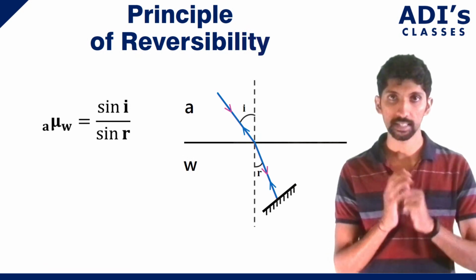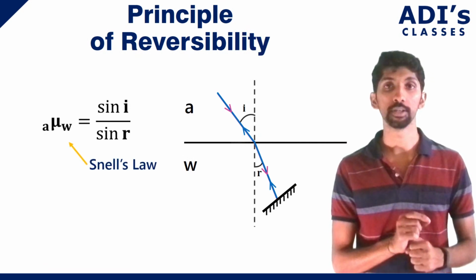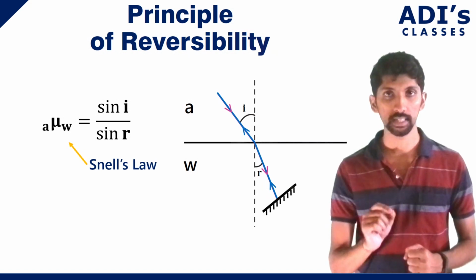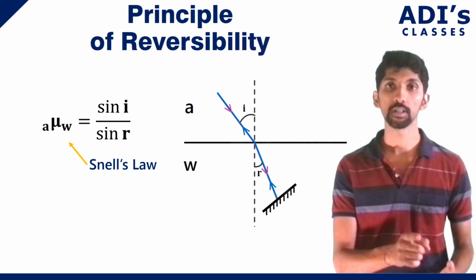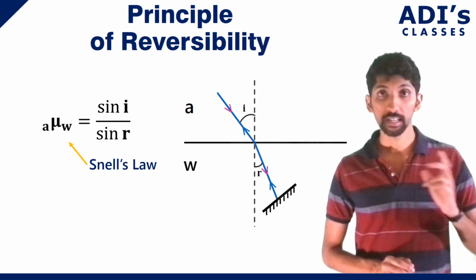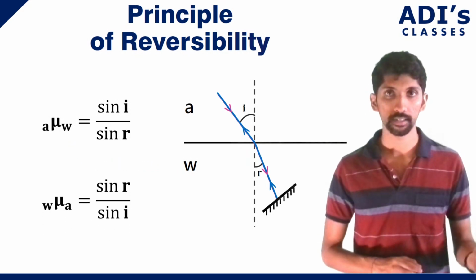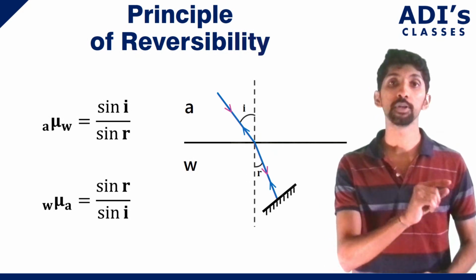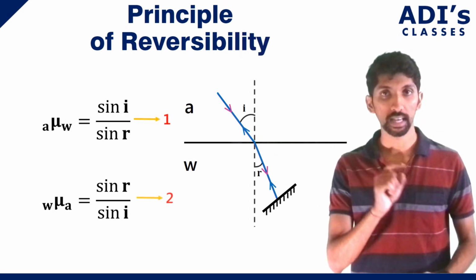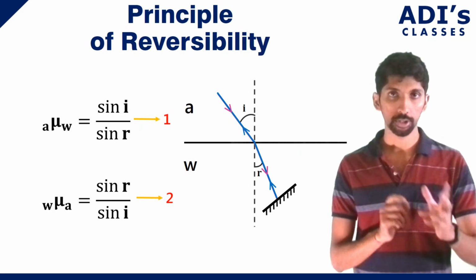Now by Snell's law, we have A mu W is equal to sin I by sin R, right? So call this equation number 1. Then see the second path, that is the retraced path, is going from water to air, right? So we have W mu A is equal to sin R by sin I, right? Now call this equation number 2.